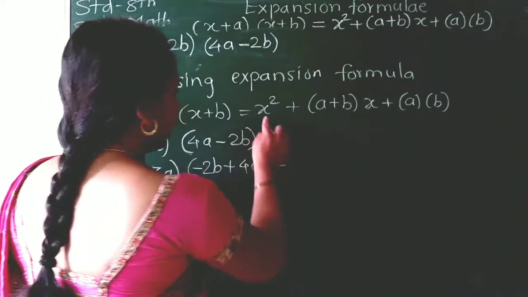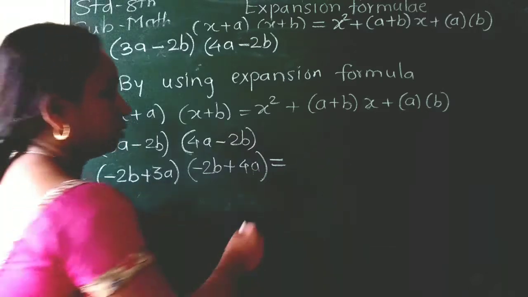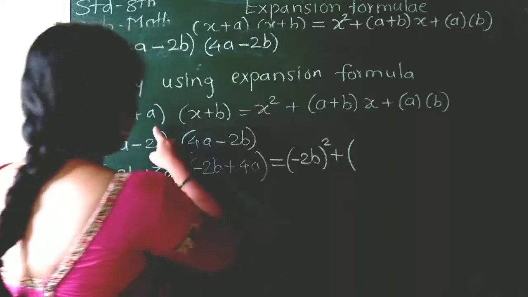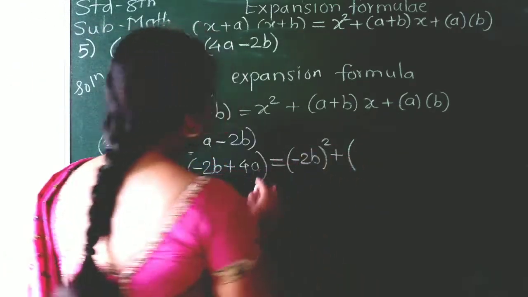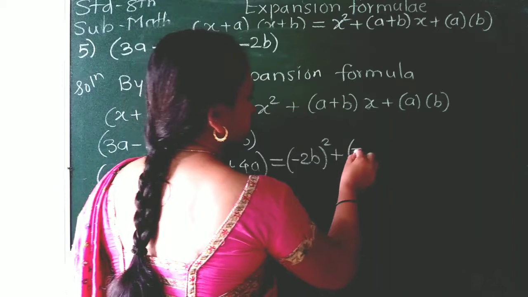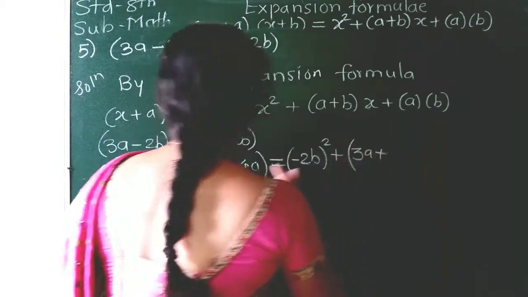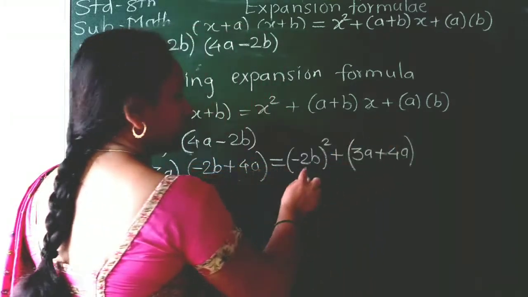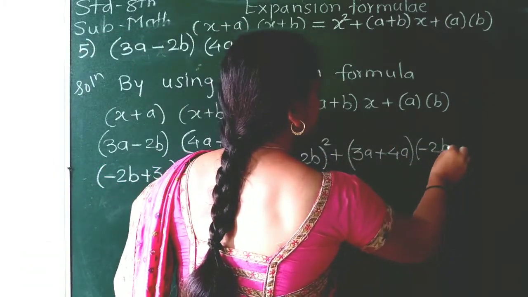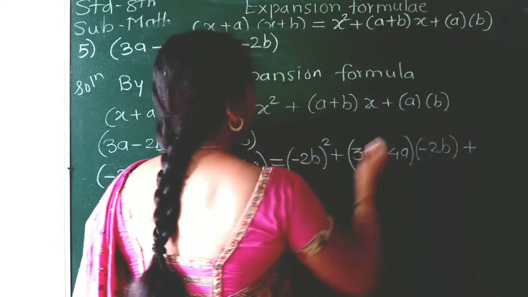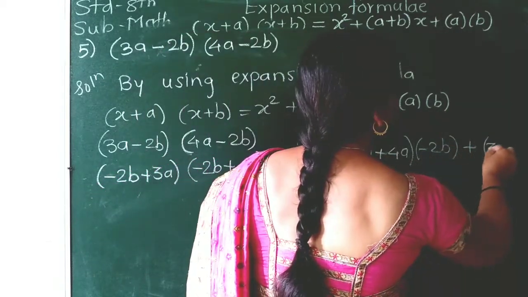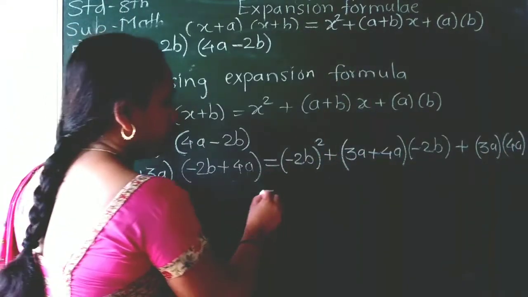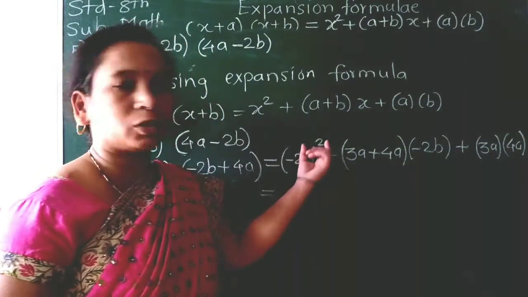So I'll replace it. X I have to replace with minus 2b. So minus 2b bracket square plus a's value is 3a plus b's value is 4a, into x, x value is minus 2b, plus a into b. A's value is 3a into 4a. Here we'll make the square. Negative number square is always positive.